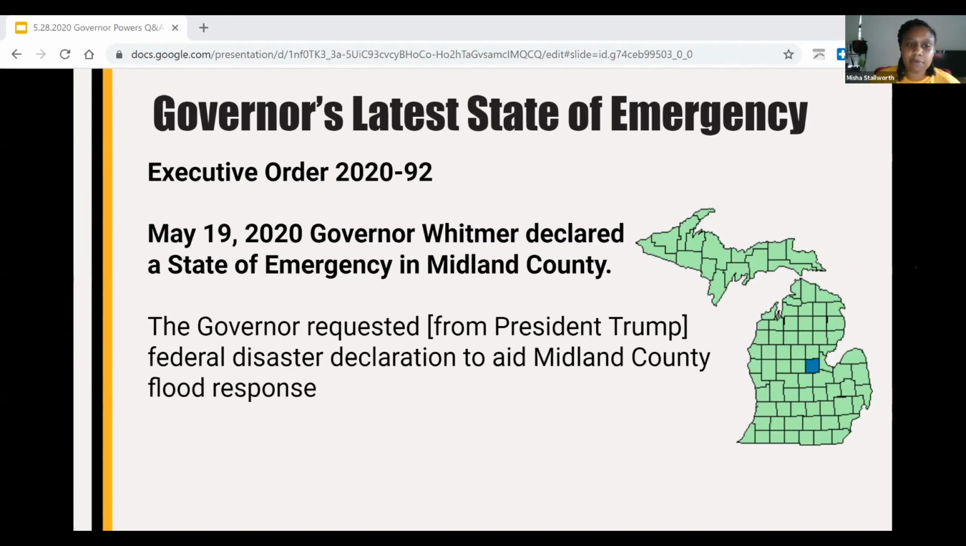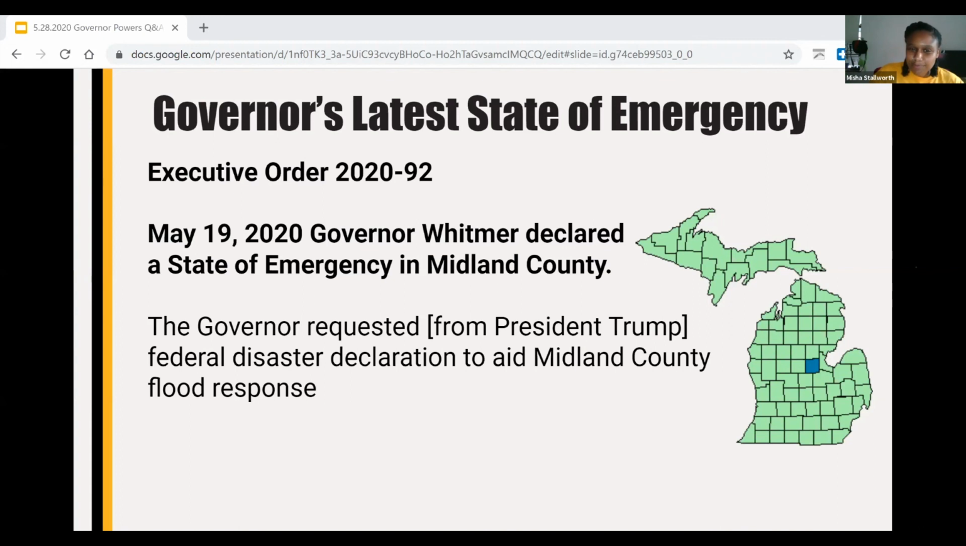It declared a state of emergency for Midland County. So, COVID-19 is a state of emergency statewide. The flooding in Midland County is localized to that area. And again, this allows for, for example, maybe this is where traffic control will become more important, if we think about that list of powers that come from declaring a state of emergency and from these different laws.